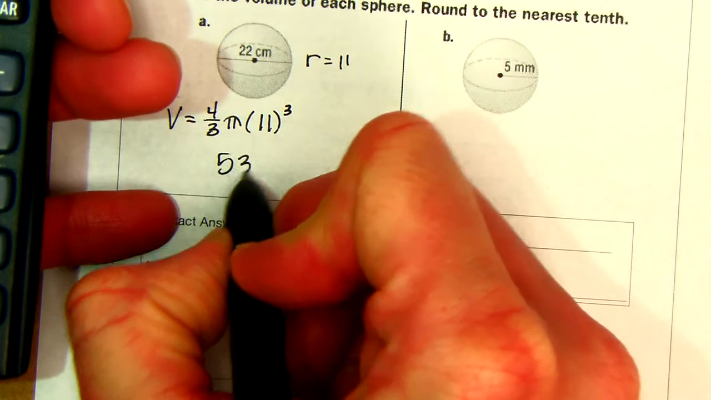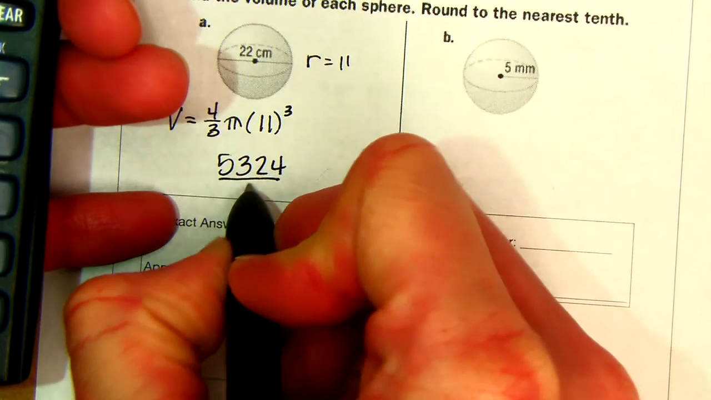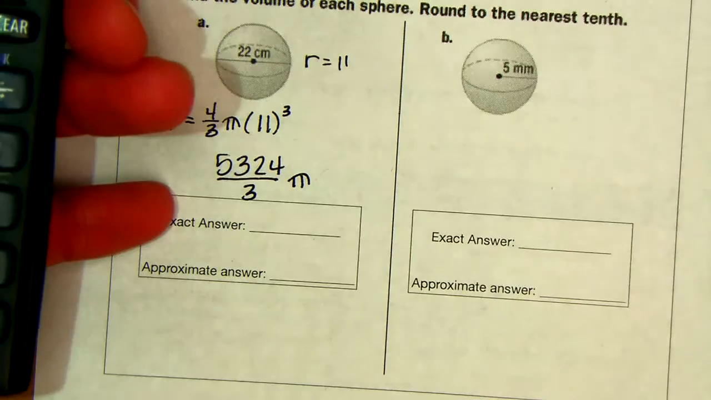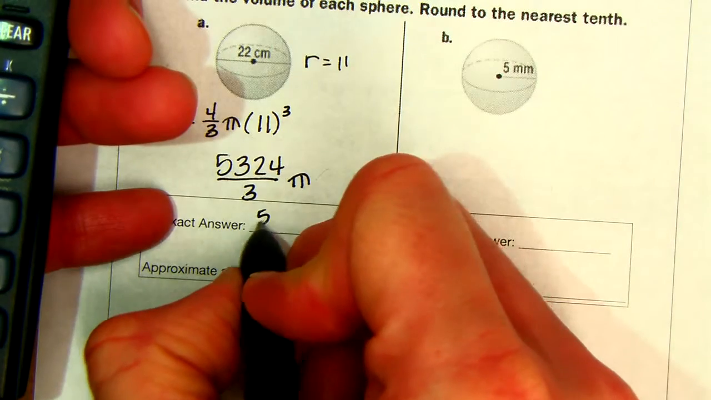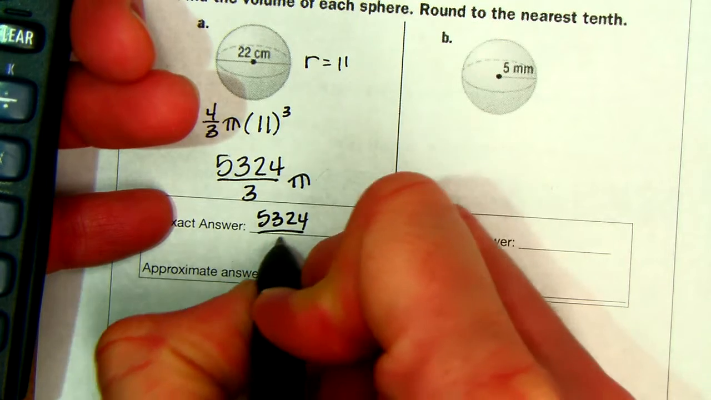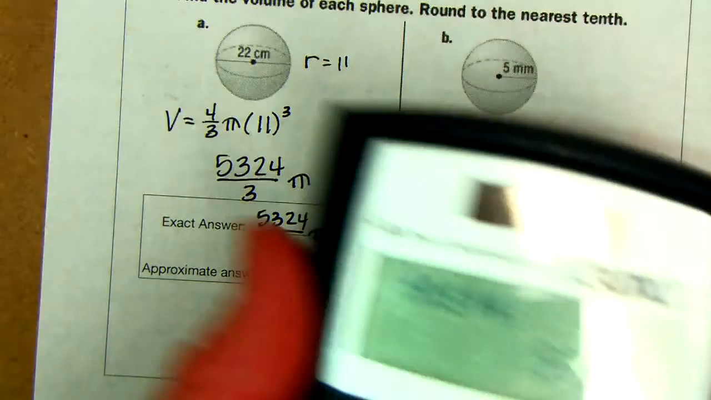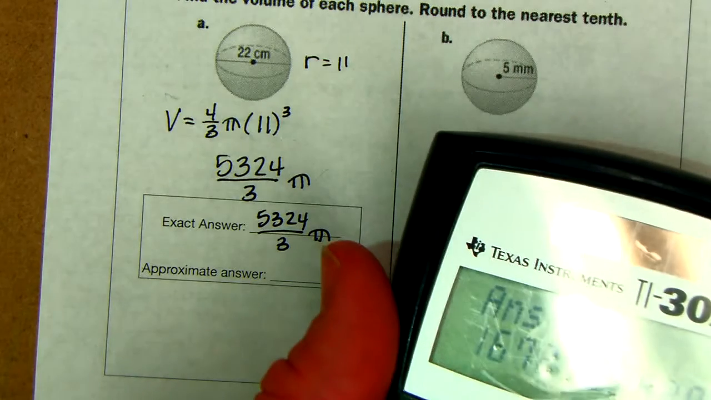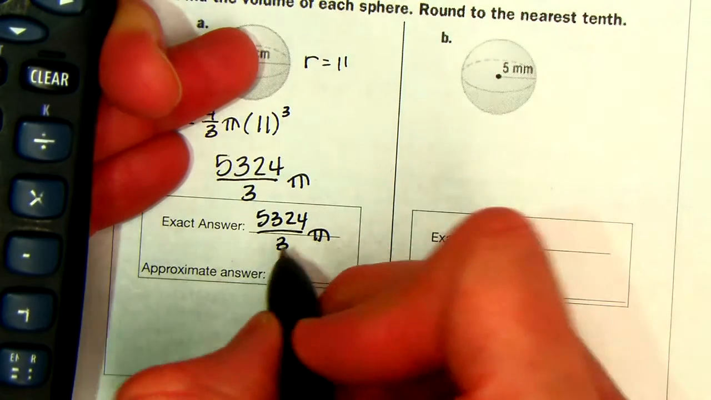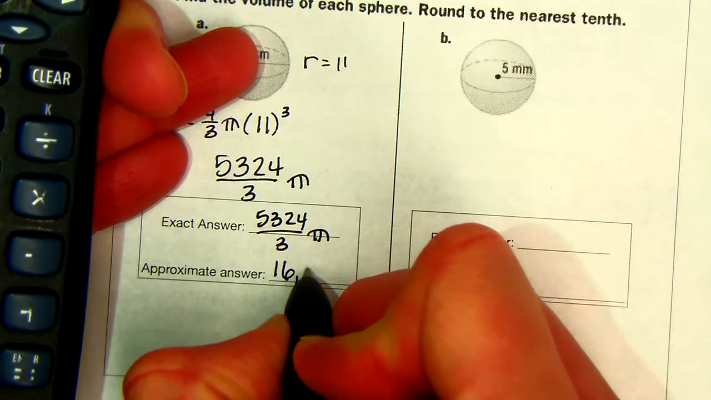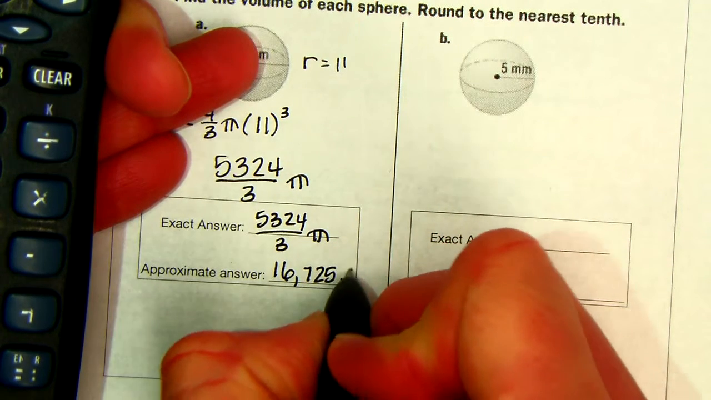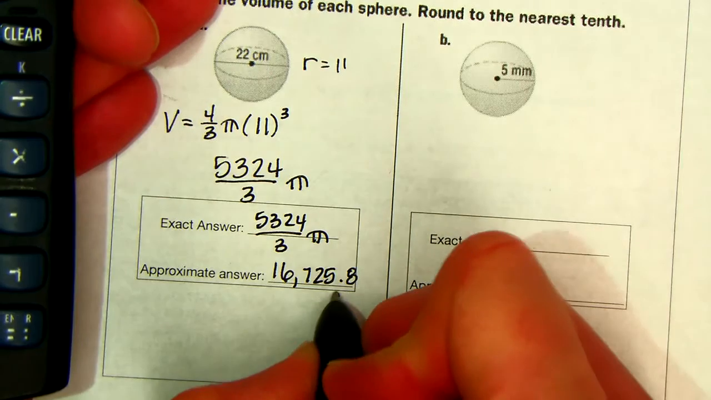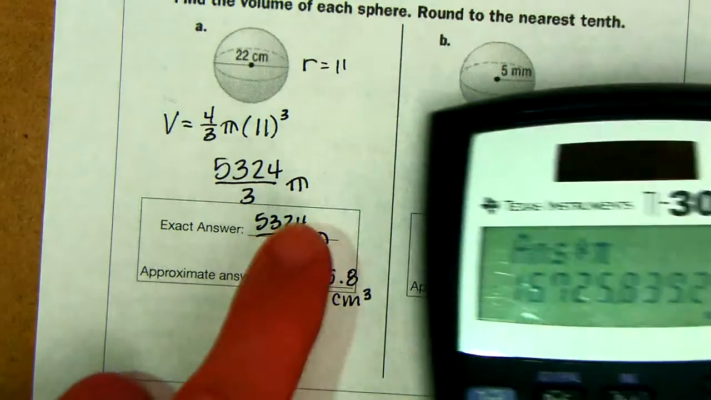5,324 over 3 times pi, and then times pi. You're probably thinking, how did I do that? I get my answer, 16,725.8 centimeters cubed. Okay, so what I did there is I took 11 cubed and I multiplied it by 4, and I just left it over 3. Let me show you what I mean by that, all right? So there's my two answers.